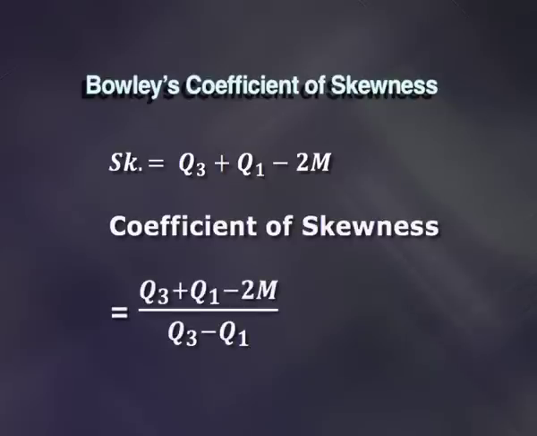In the same way, we shall also consider the coefficient of skewness by Bowley. Skewness SK is equal to Q3 plus Q1 minus 2M, and coefficient of skewness is equal to Q3 plus Q1 minus 2M, whole divided by Q3 minus Q1.